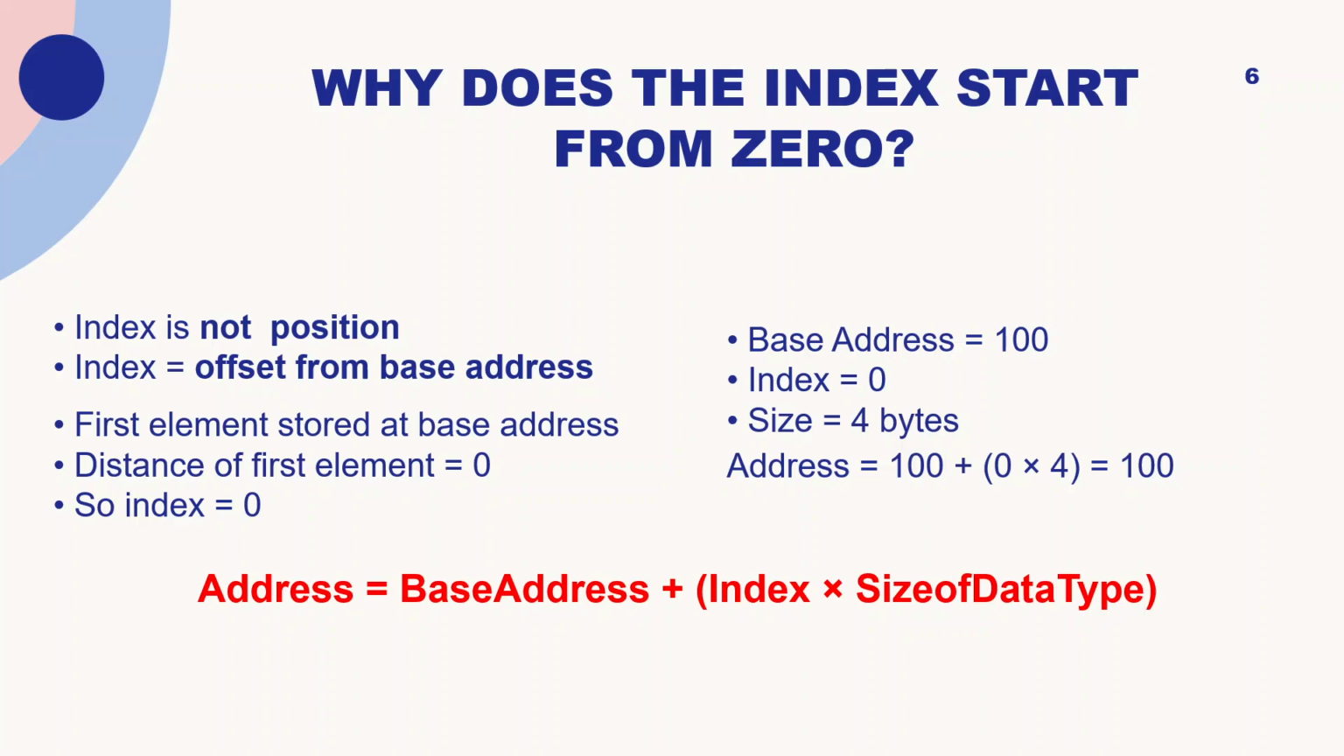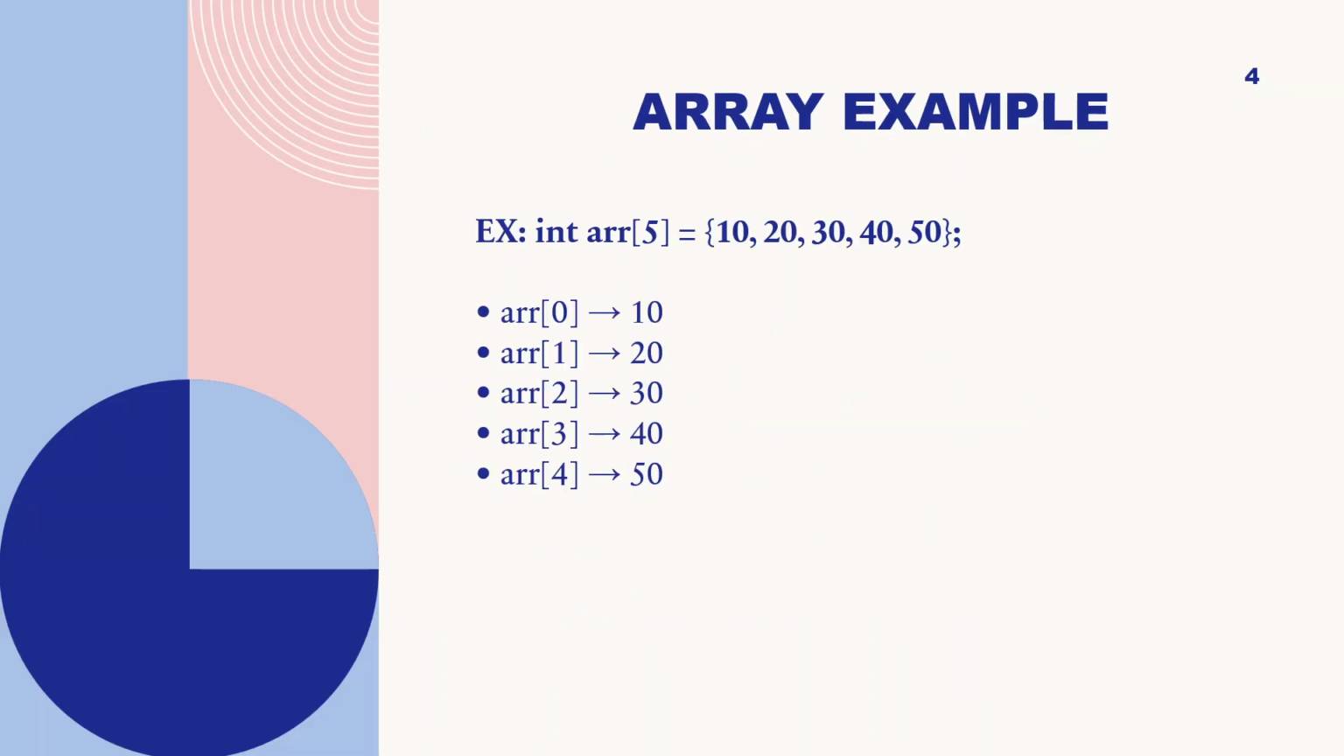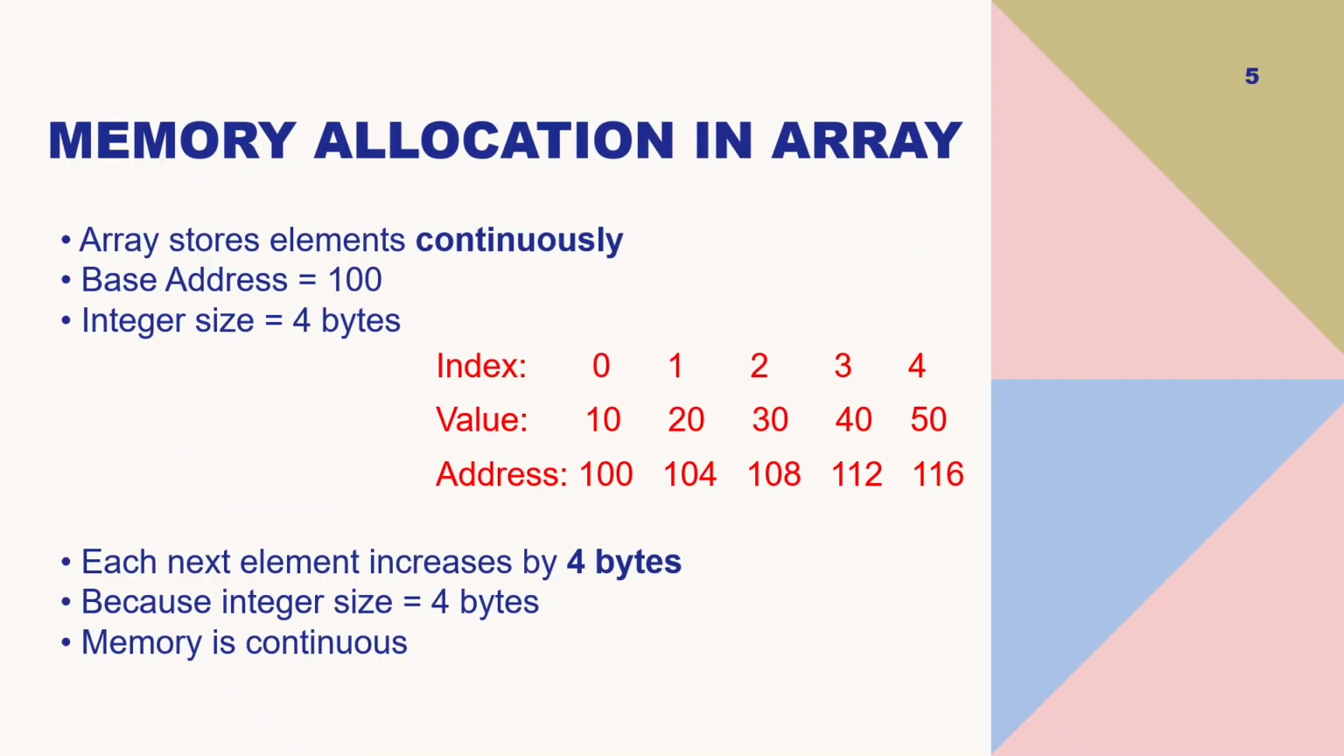Let us see a simple example. Here is our integer array 10, 20, 30, 40, 50. We know that each integer takes 4 bytes of memory. Now assume the base address is also starting from 100. See this picture. The first element is stored at address 100. So its index is 0.